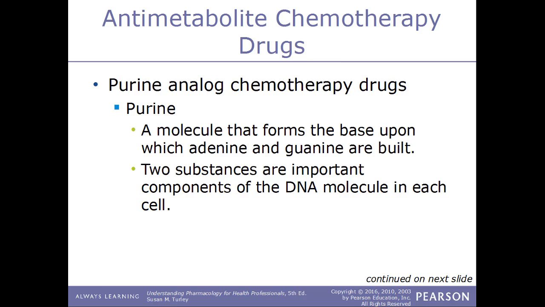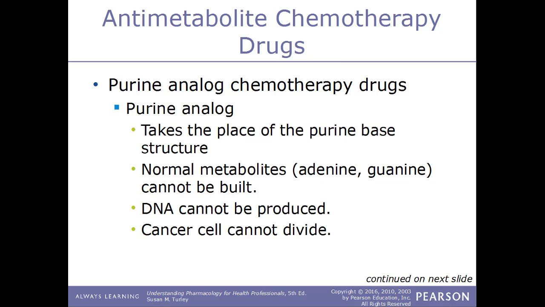And the purine is a molecule that forms the base upon which adenine and guanine are built. Adenine and guanine are two of the four nitrogenous bases found in DNA. So the purine analog will take the place of the purine base structure. So when this is here, the normal metabolites, adenine and guanine, can't be built. So if they can't be built, DNA can't be produced. If DNA can't be produced, cancer cells can't divide.